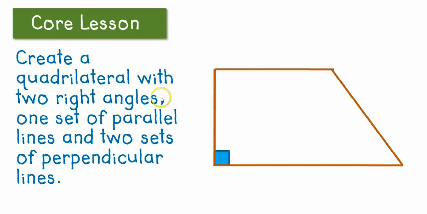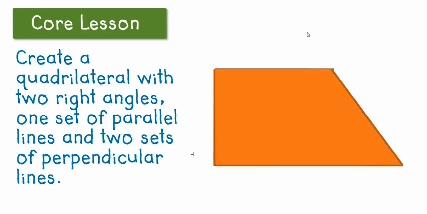And let's just double check and make sure that all of our characteristics are here. So does it have two right angles? It has one here and one here, so that's correct. It has one set of parallel lines, and that was really the giveaway for me. If it's a quadrilateral and it only has one set of parallel lines, then I know that that's a trapezoid, because most quadrilaterals have two sets of parallel lines. So it has a set of parallel lines here, and then does it have two sets of perpendicular lines? One here and one here. Yes, it does. So that ends up working out. We end up creating a trapezoid.